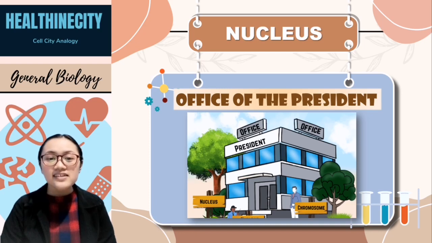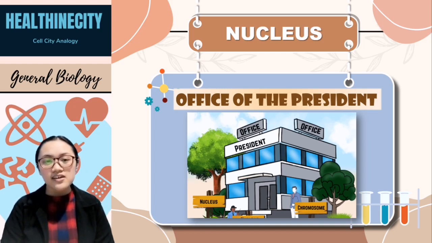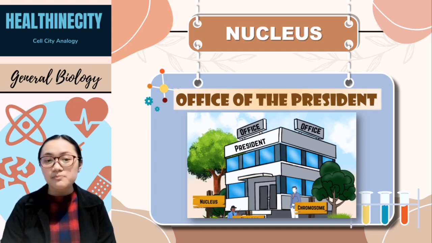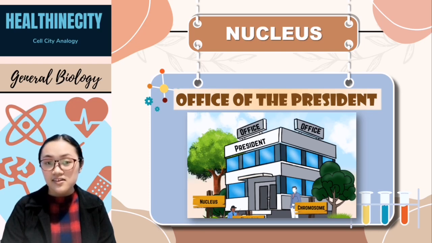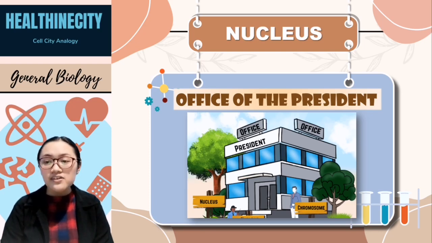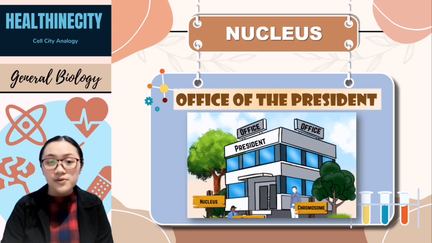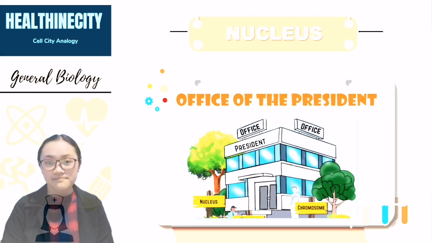Second, the office of the president is like the nucleus. The nucleus acts as the control center of the cell. It is responsible for regulating or controlling all cell activities like growth, metabolism, protein synthesis, and reproduction. So the office of the president also serves as the control center, but in the HEALTHINECITY. It is where all the instructions and rules are created. The office of the president also regulates the activities that occur within HEALTHINECITY.